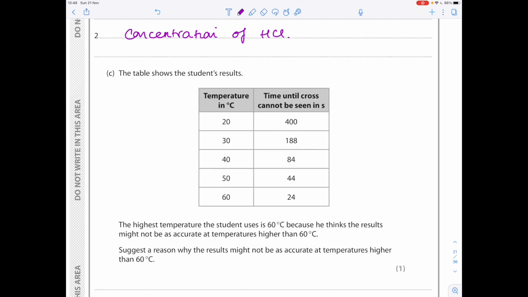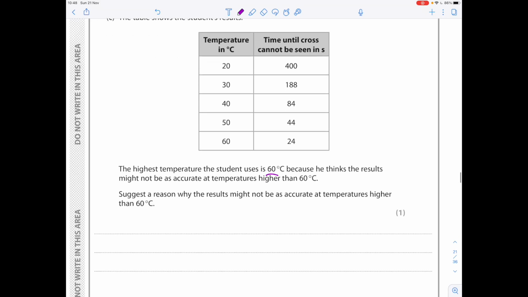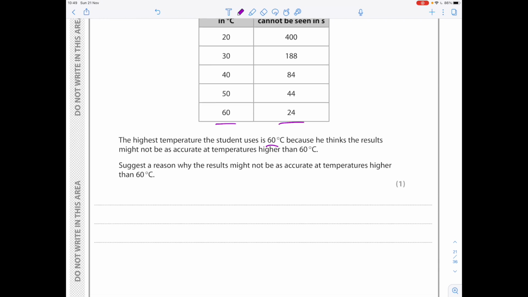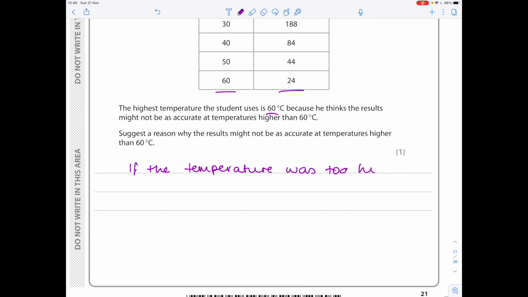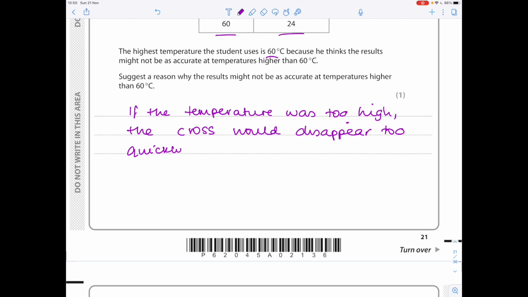The table shows the student's results. The highest temperature the student uses is 60 degrees because he thinks the results might not be as accurate as temperatures higher than 60 degrees. Suggest a reason why the results might not be as accurate at temperatures higher than 60 degrees. Well, if the temperature is too high, then we'd have too short a time reading, which would mean that it was more likely to be inaccurate. So if the temperature was too high, the cross would disappear too quickly, leading to less accurate time readings.